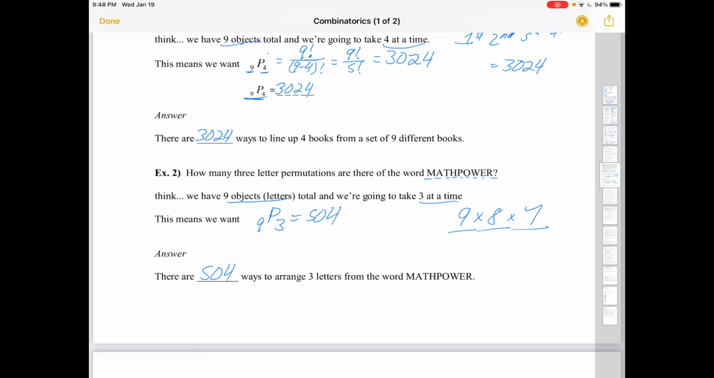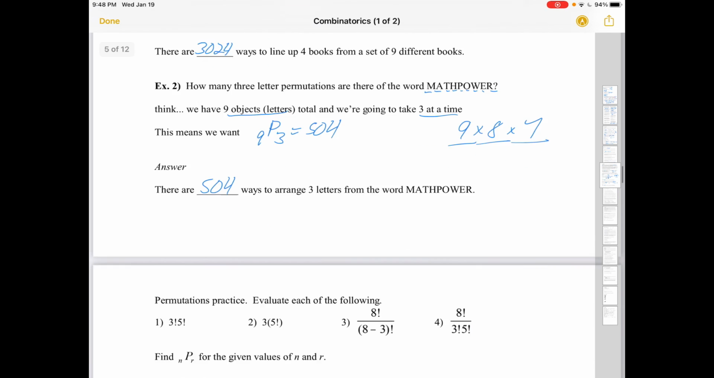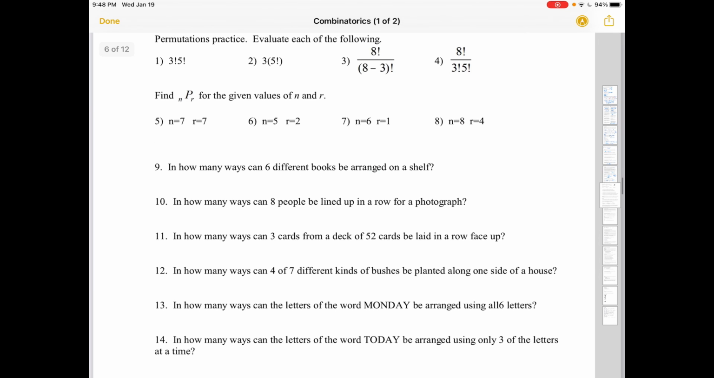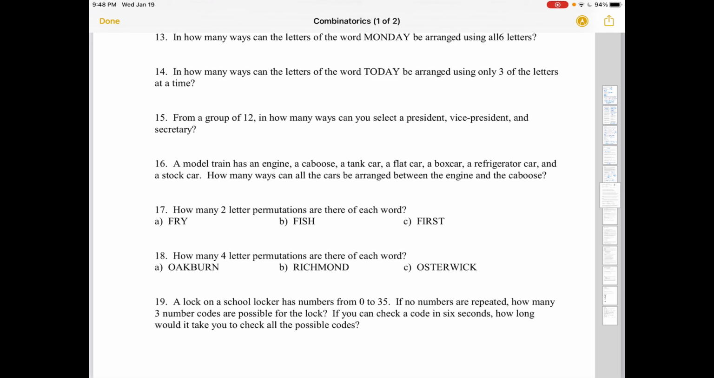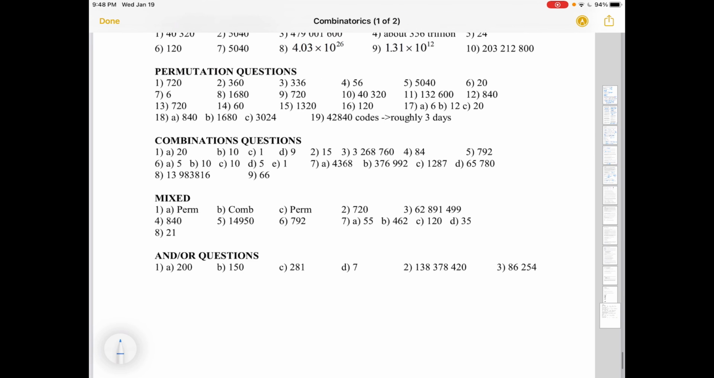So that brings us to the end of the instruction on this. There are some questions over here, just using your factorial button, and then some that are more sort of in context. And of course, there are answers at the end of the handout. This is all in the video description below for the PDFs. And it says permutation questions. Those are the ones.